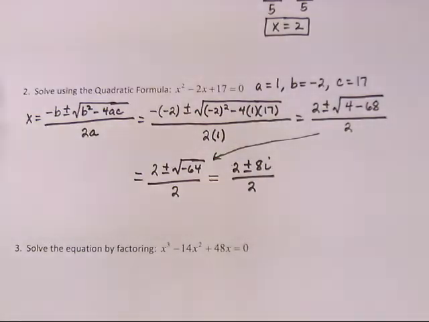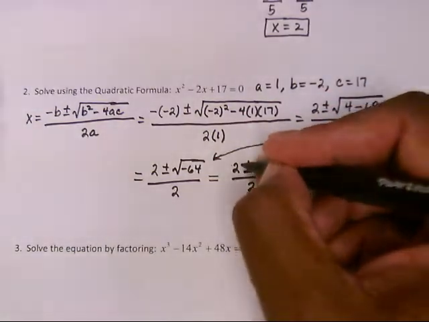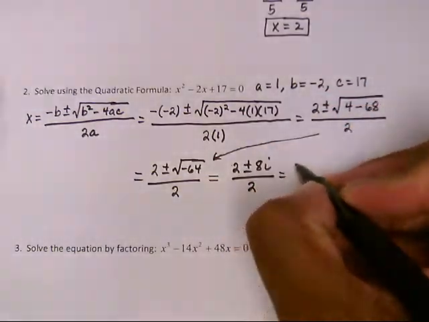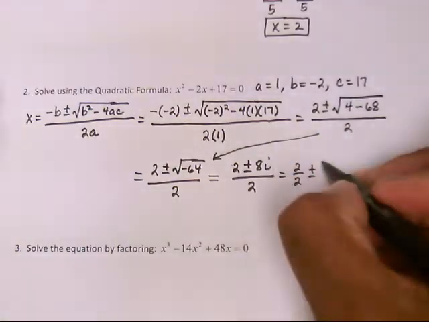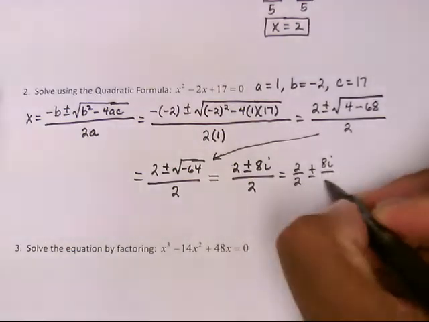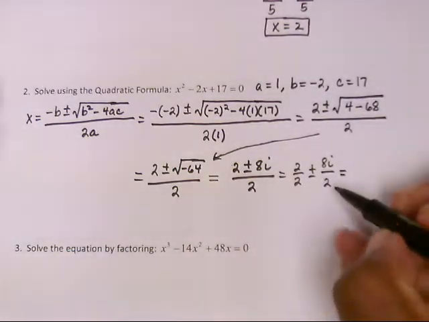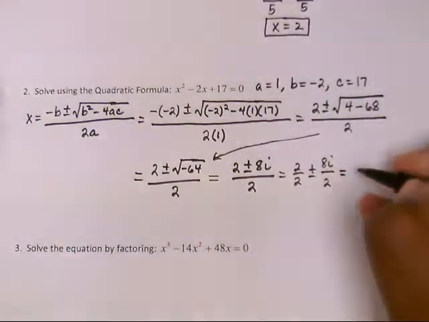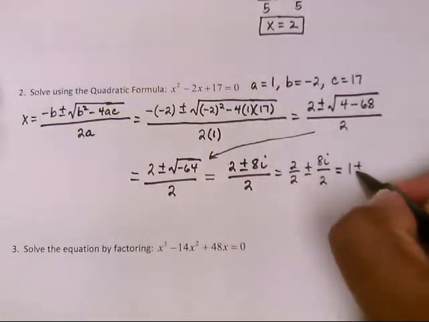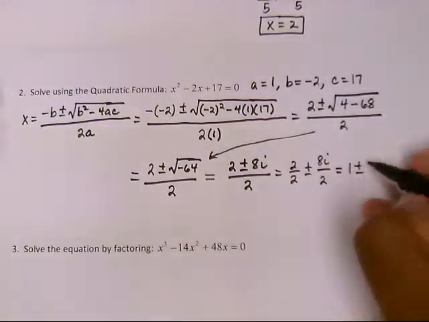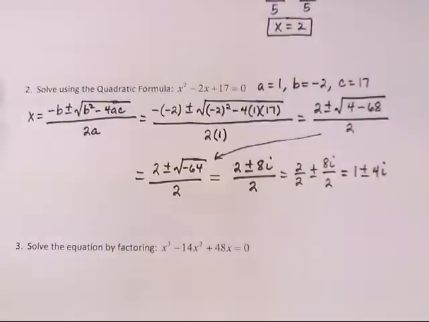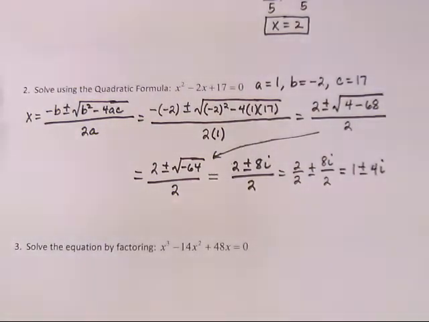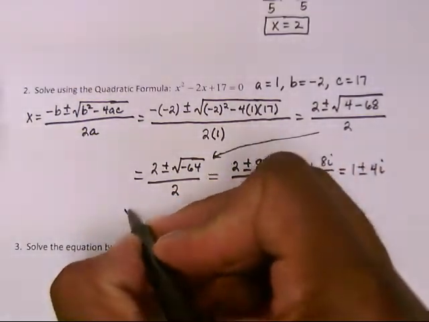And now I'm going to break this up into 2 parts here, because I can do 2 divided by 2, and then plus or minus 8i divided by 2. That way you can see when I do 2 divided by 2, that's going to be 1, and then plus or minus 8i divided by 2 will be 4i.